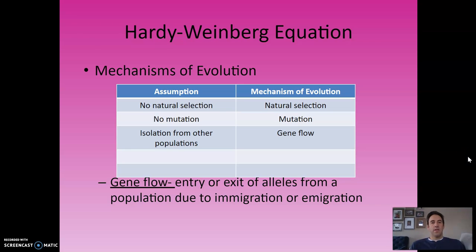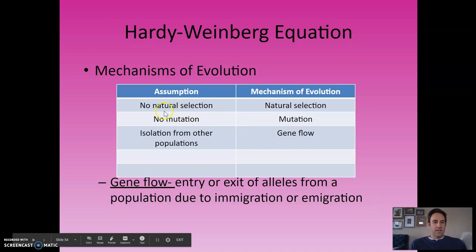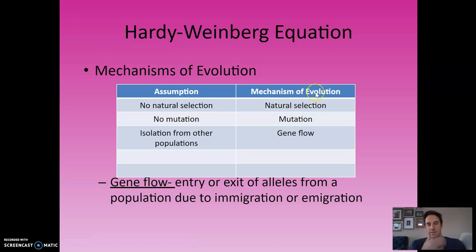Hello. So in part one of this screencast, we looked at how there are five assumptions that must be met for a population to be at Hardy-Weinberg equilibrium. And if we deviate from any one of those five assumptions, then evolution will happen. So we started listing our five assumptions and then listing the mechanism of evolution that occurs when that assumption is not met. So assumption one is no natural selection. So the mechanism of evolution is natural selection.